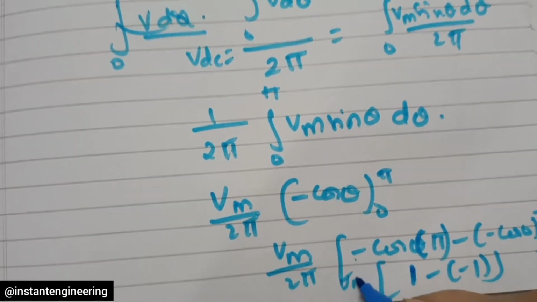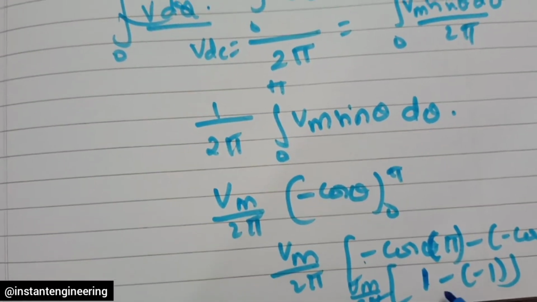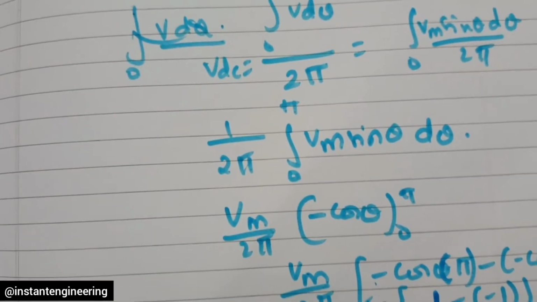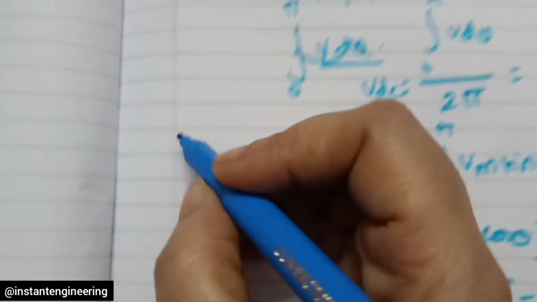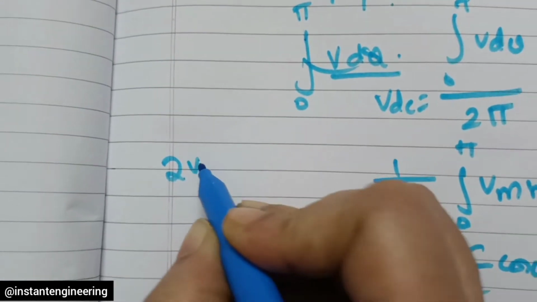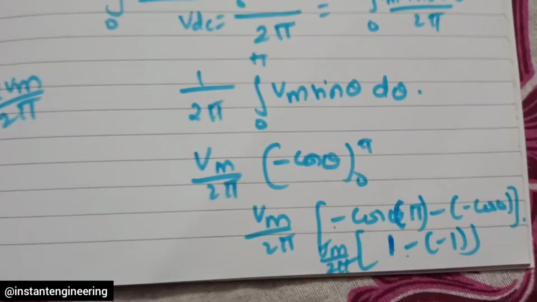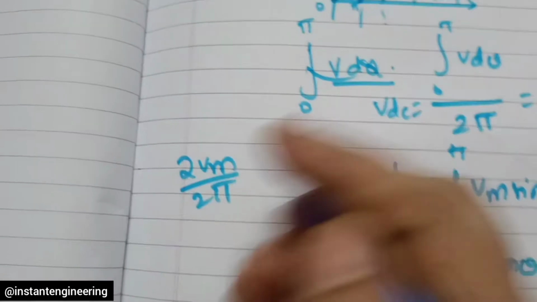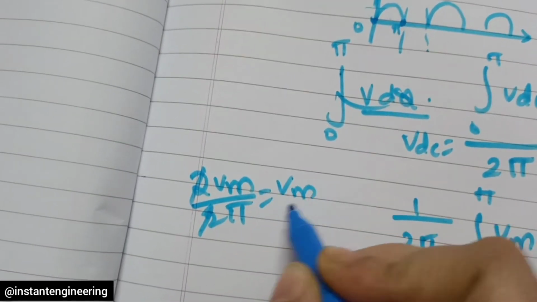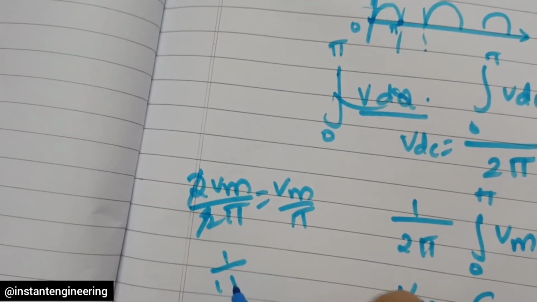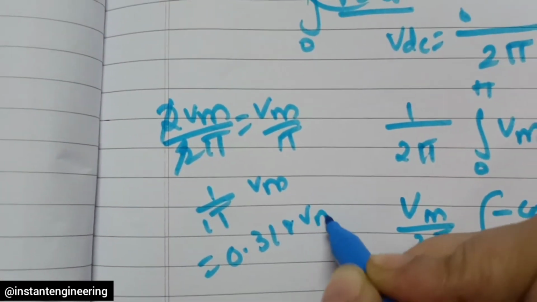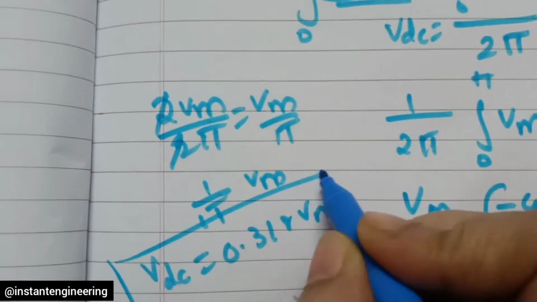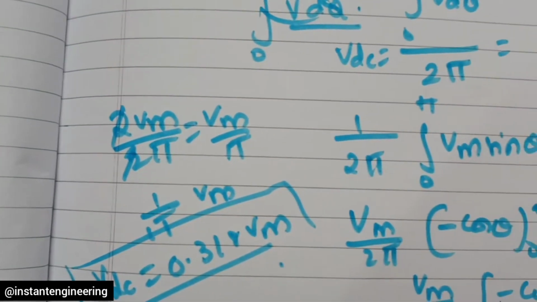So Vm by 2 pi times, 1 plus 1 will be 2. So 2 Vm by 2 pi, the 2s cancel, and the answer is Vm by pi. If you take 1 by pi, the value will be 0.318 Vm. So this is VDC. I hope this is clear.